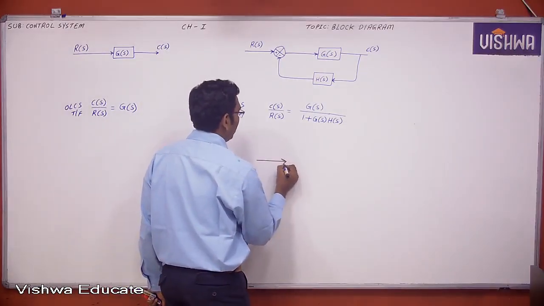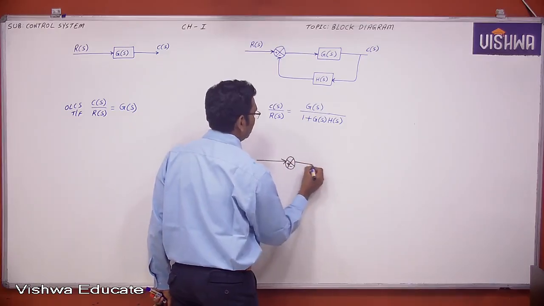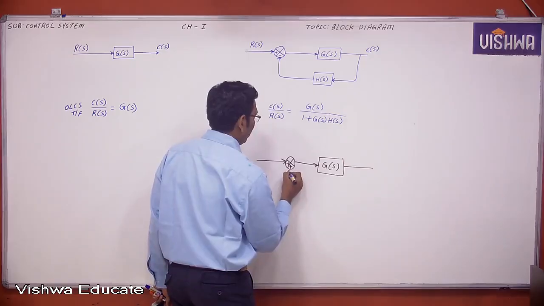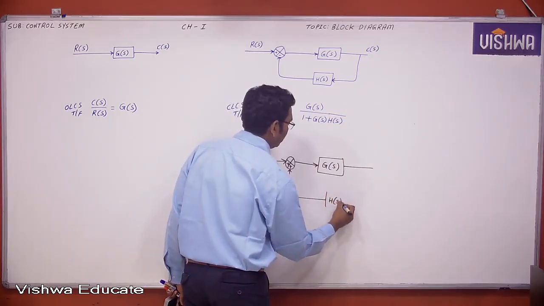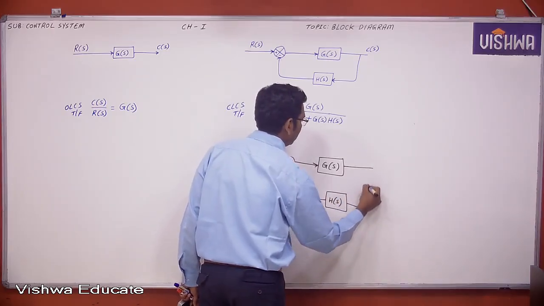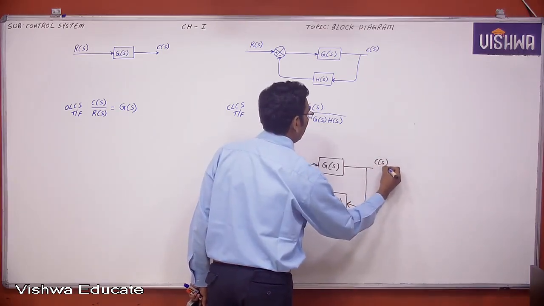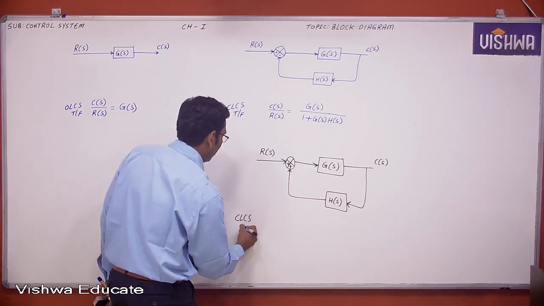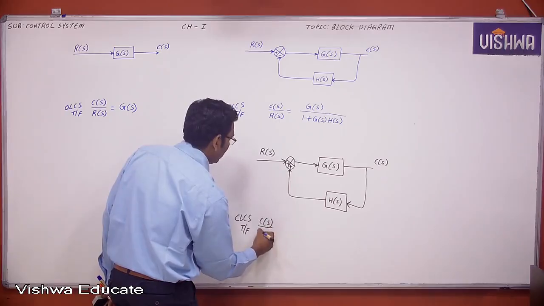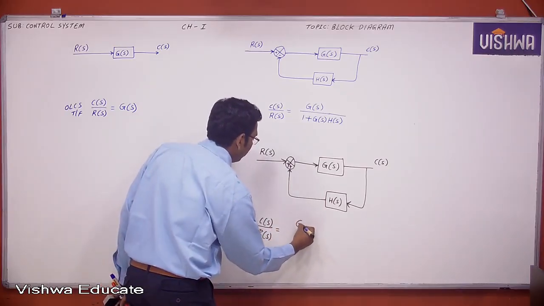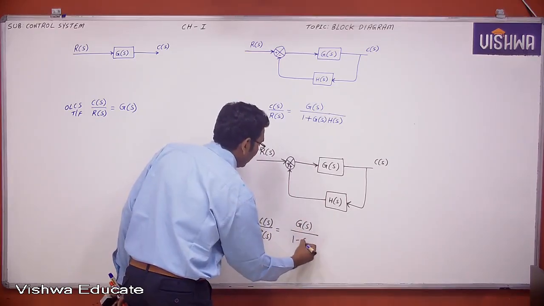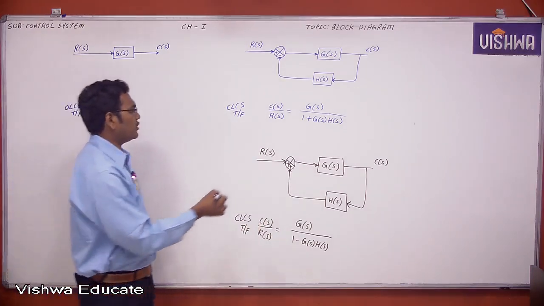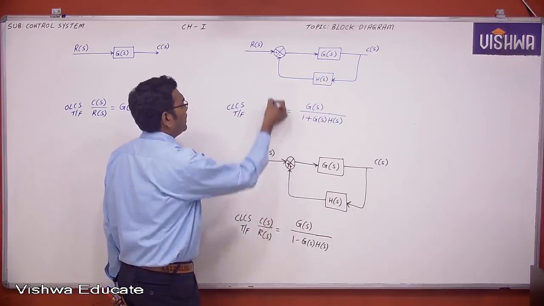Now this is also a block diagram. This is the forward path gain G of S, and this is the feedback path gain H of S. This is C of S, this is R of S. Now this is the closed loop control system transfer function C of S by R of S, which is equal to G of S by 1 minus G of S into H of S. Now this is positive feedback. This is the negative feedback.